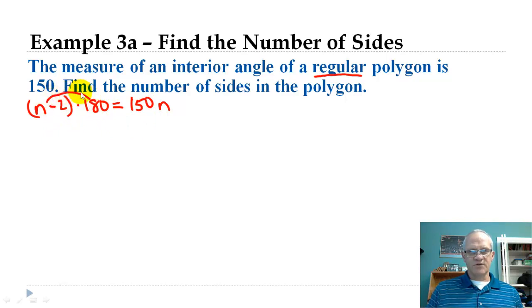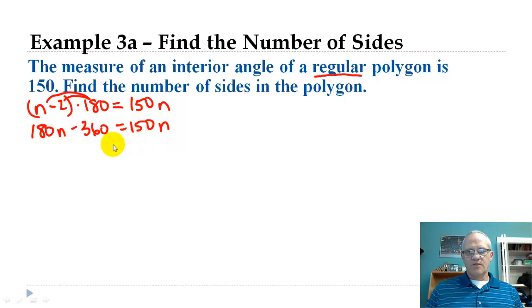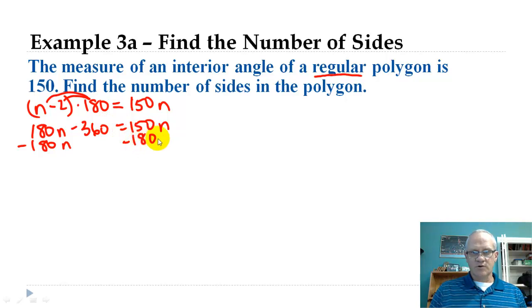First of all, I'm going to distribute the 180. So 180n minus 360. I just distributed 180 to n and then minus 2. Then I'm going to get the n's together. Either way works, I'll just do it this way. I feel like I'm doing it backwards, but it'll work. Minus 180n. So I have negative 360 equals negative 30n.